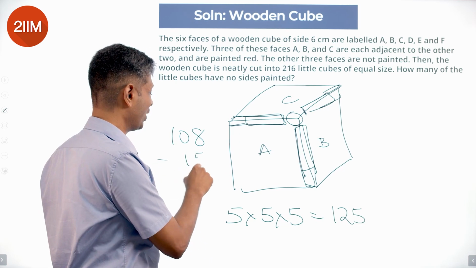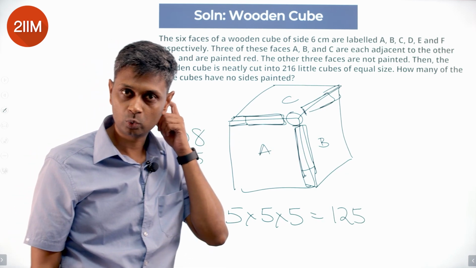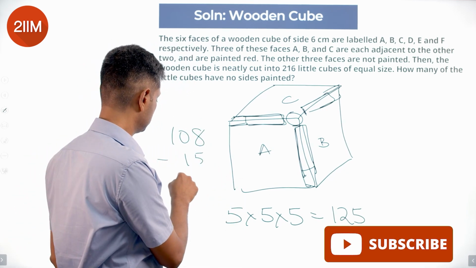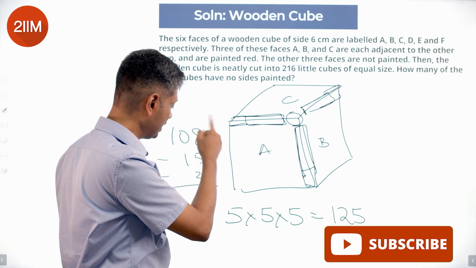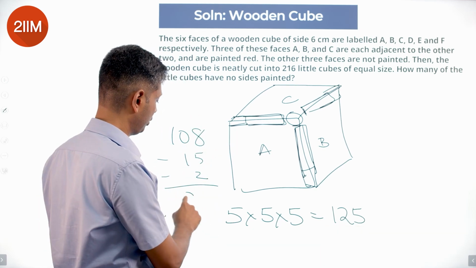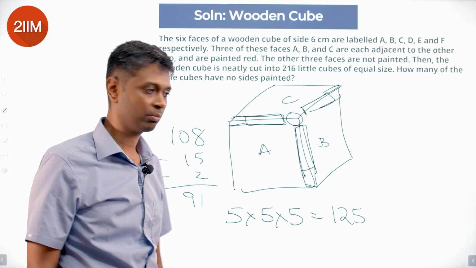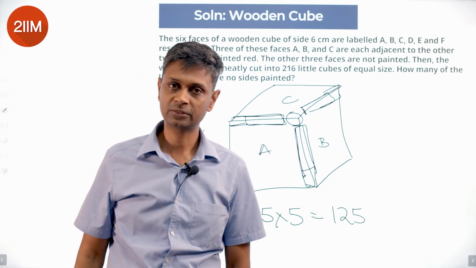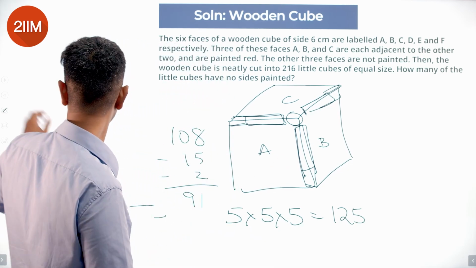Subtract the double count. 1 gets triple counted. Subtract 2 more. So, from 108, subtract 17, we'll get 91. From 216, subtract 91, it should be that. That should be the remaining number.